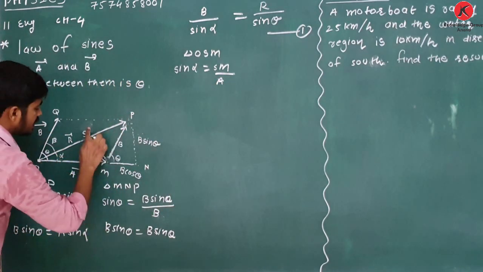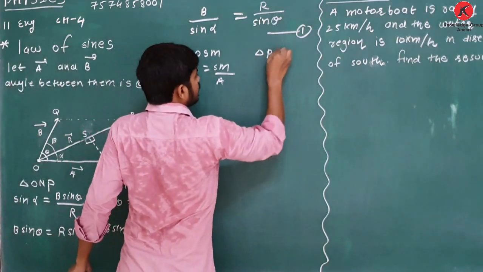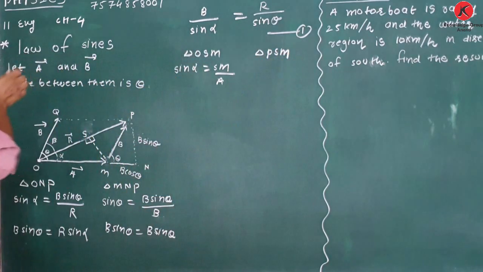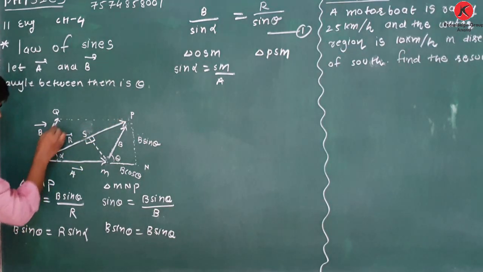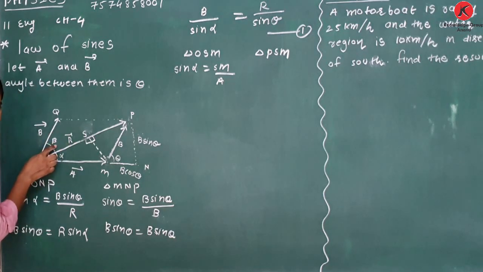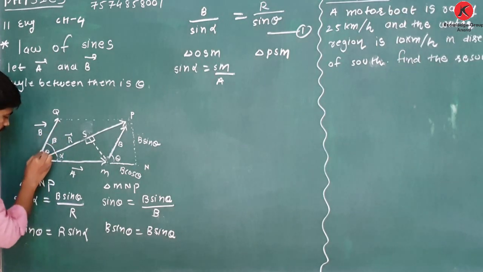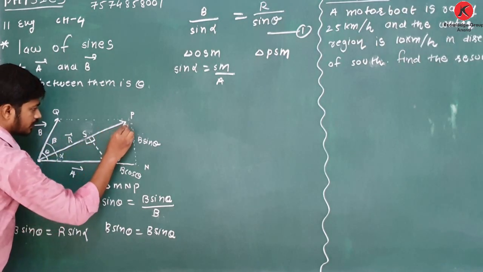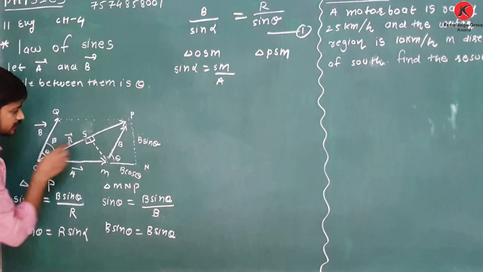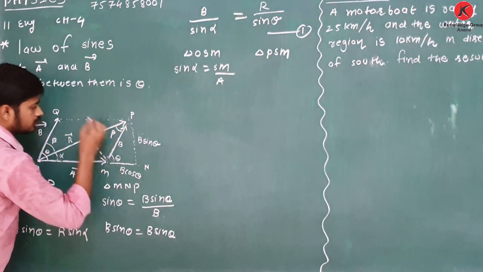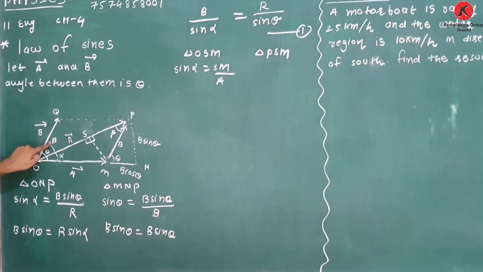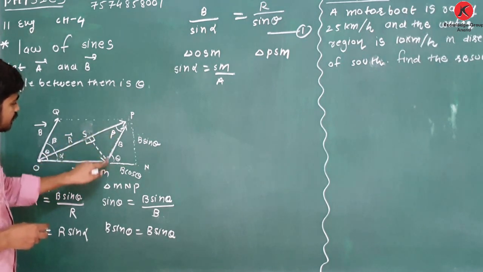Similarly, take triangle PSM. Now understand this. The angle between R and B is beta. Z is formed here. So if this angle is beta, this angle will also become beta. Clear about this? So in PSM, this angle is beta.